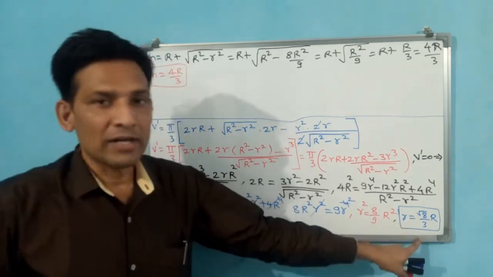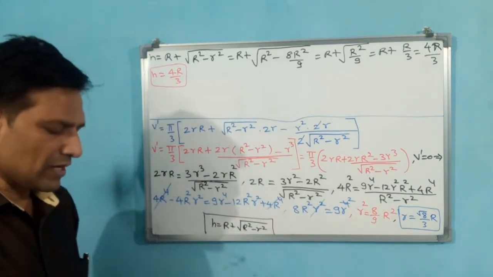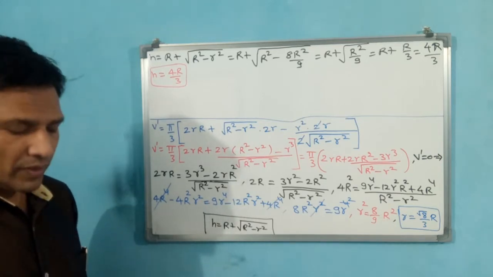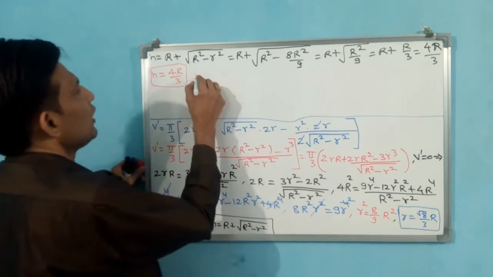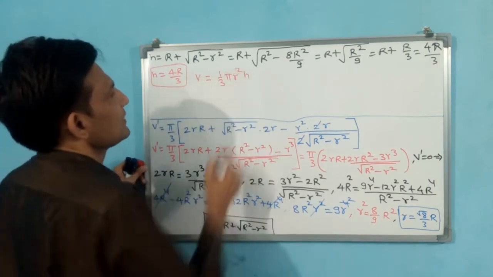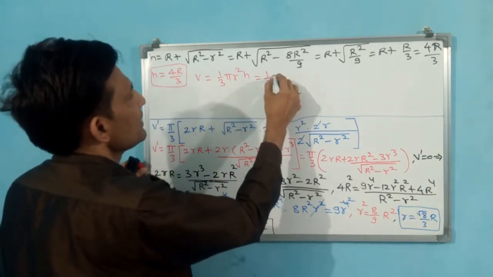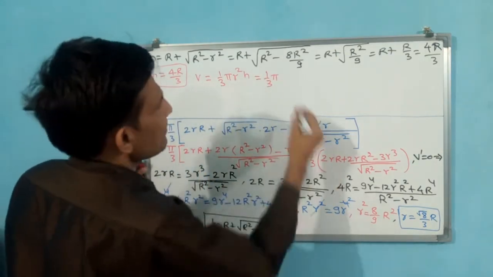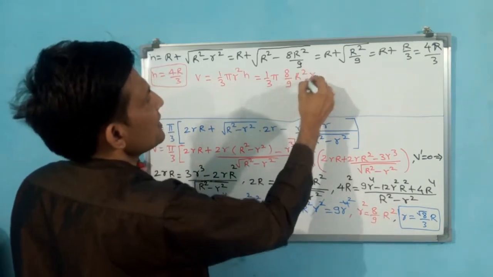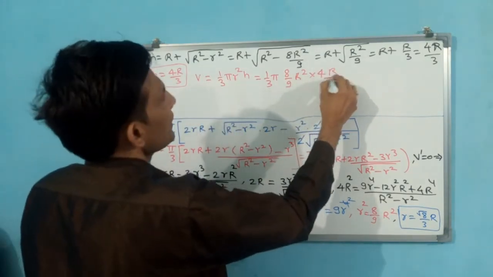Okay, r you have got, h you have got, r square. πr²h is there, r square you have got. Now you proceed for doing this volume. See, volume is equal to 1/3 πr²h. Okay, this is the formula. Again I am substituting, you see. 1/3 π r² means directly I am writing 8/9 capital R² into h. H is this one, 4 capital R divided by 3.